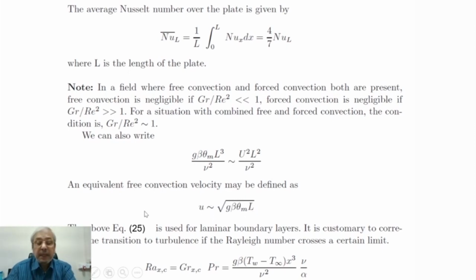So in the above expression, the earlier expression 25 is used for laminar boundary layers. It is customary to correlate the transition to turbulence if the Rayleigh number crosses a certain limit. And Rayleigh number is basically Grashof number into Prandtl number. So Grashof number is g beta (Tw minus T infinity), we can say delta T, x cube by nu square, into nu by alpha.